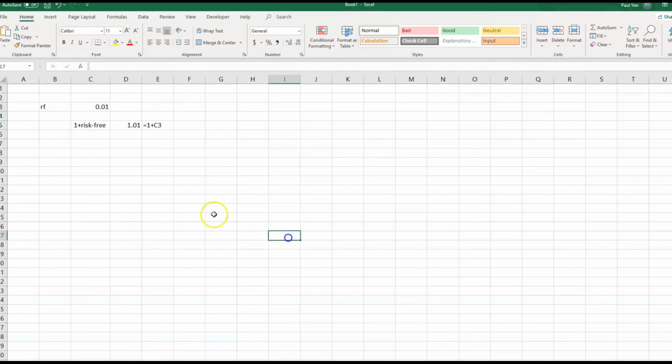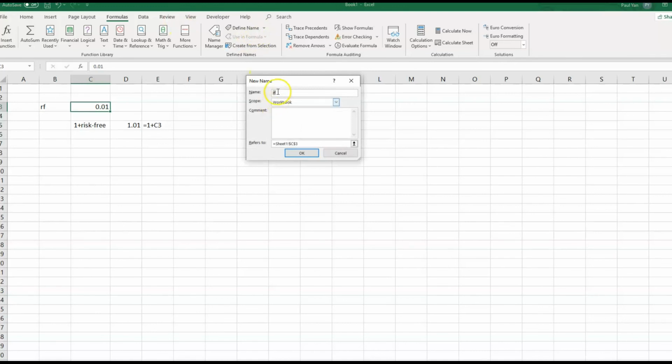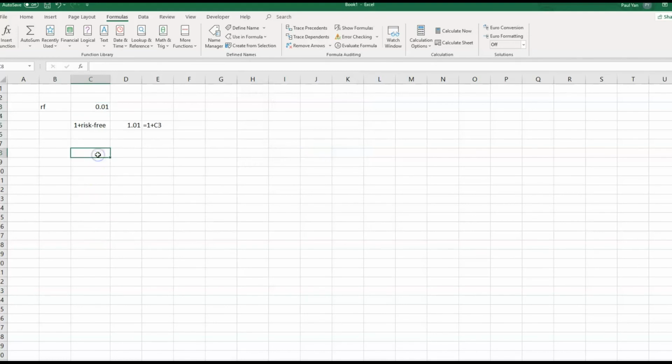Okay, how can we do it? We move the cursor here. We click formulas on the menu bar. Okay, we click define names. So RF, this is name and refers to location of $C and $3. Just click OK.